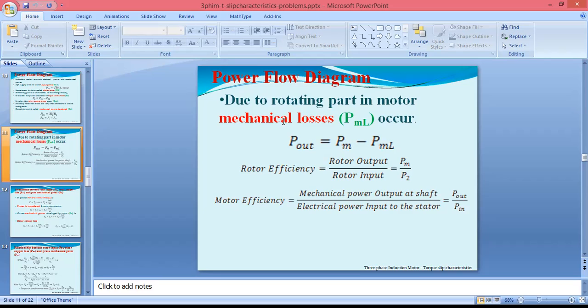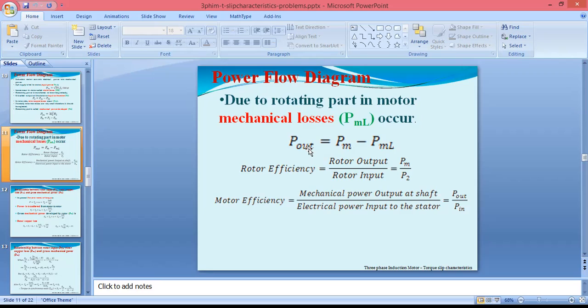So when we are giving the supply, the total power PM will be equal to output power plus the mechanical loss, because some power will be used to do work, that we call P out, and some power will get lost, that loss we call the mechanical loss. We can rearrange that equation in the form of P out. So your equation will become P out equal to total mechanical power PM minus mechanical loss power.